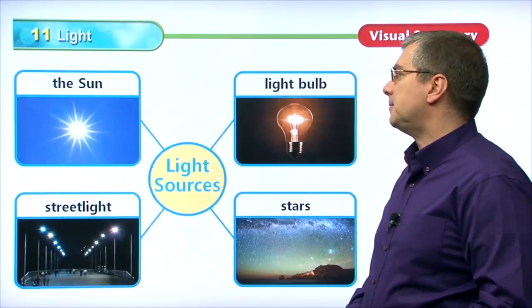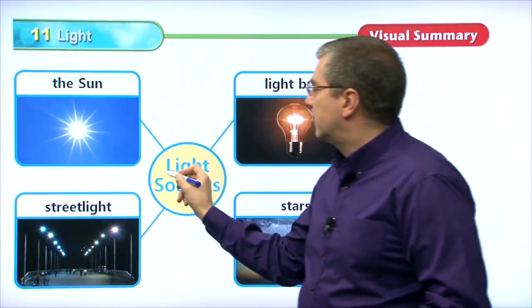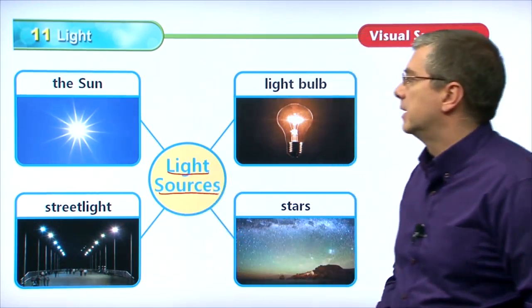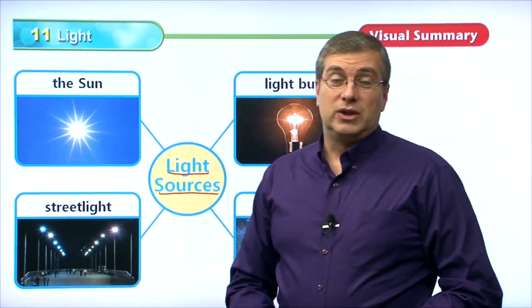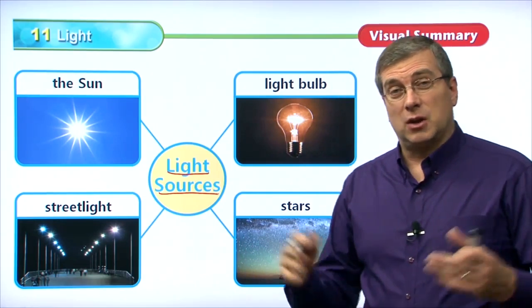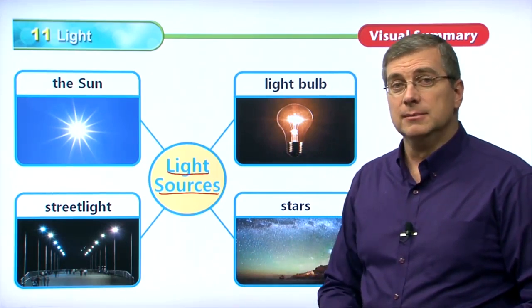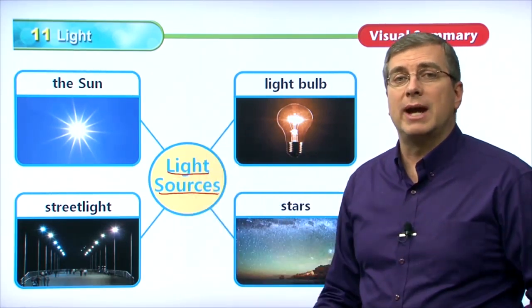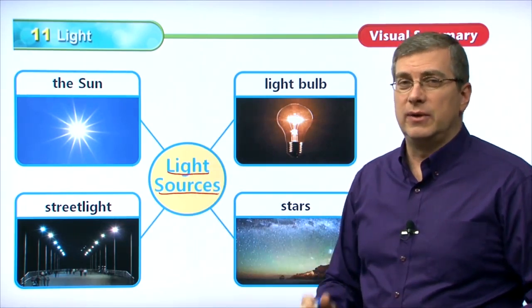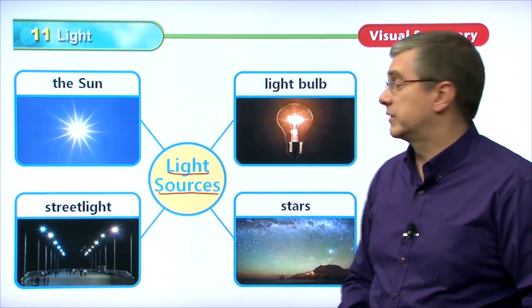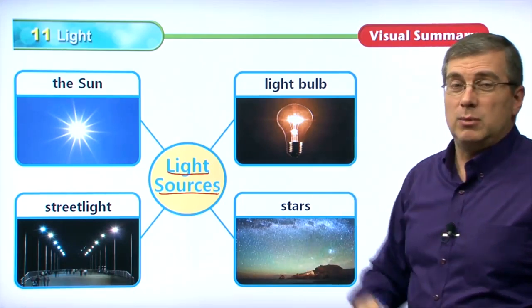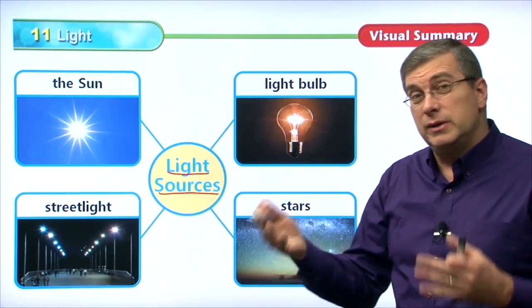Okay. Here we have a good chart. We have different light sources. We have the sun, which is a very important light source. That's our main light source during the day. When we go outside, it's very bright because of the sun. So it's a very important light source. Also at nighttime, when the sun goes away, right, we still need light.